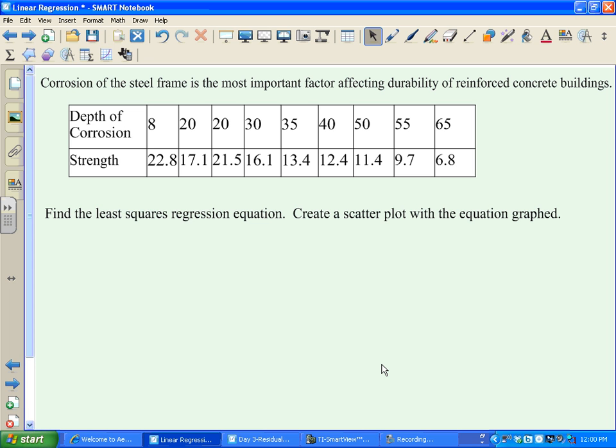Which is good. You got the scatter plot, you got the equation, the least squares regression line. At this point, you should be able to interpret the R value. R value on this one was pretty good. Is that right? Yeah, because you said it was good, it's going to be good.